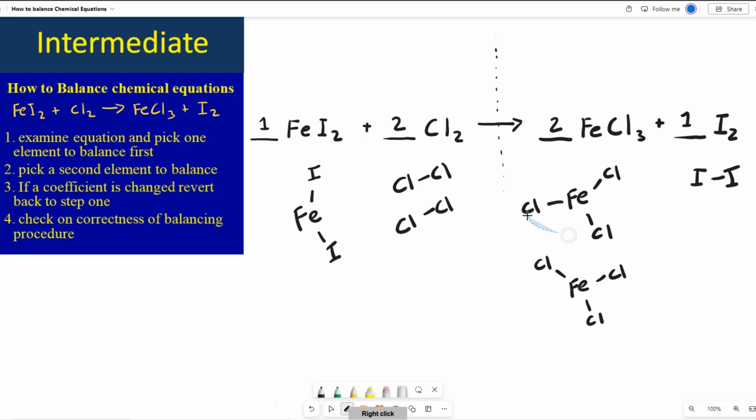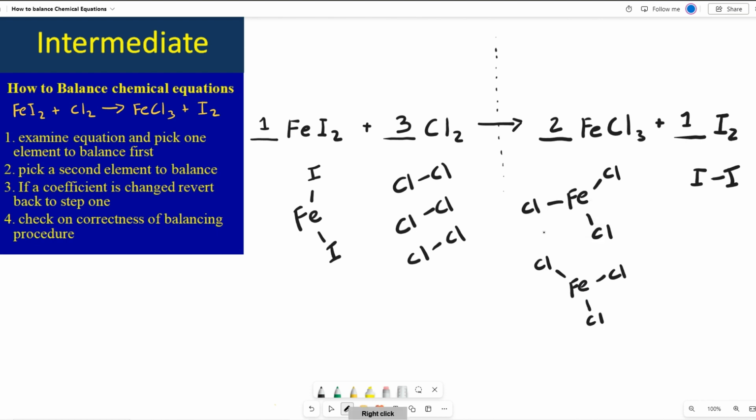Now I have 1, 2, 3, 4, 5, 6 chlorines on the right, but I only have 1, 2, 3, 4 chlorines on the left. All right, well, since this one's too low, now I change this to a 3. So I have to draw my third chlorine molecule in. Now I have 1, 2, 3, 4, 5, 6 chlorines on the left, and I have 1, 2, 3, 4, 5, 6 chlorines on the right.